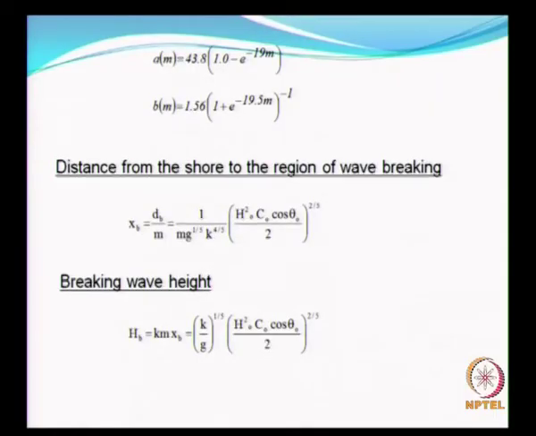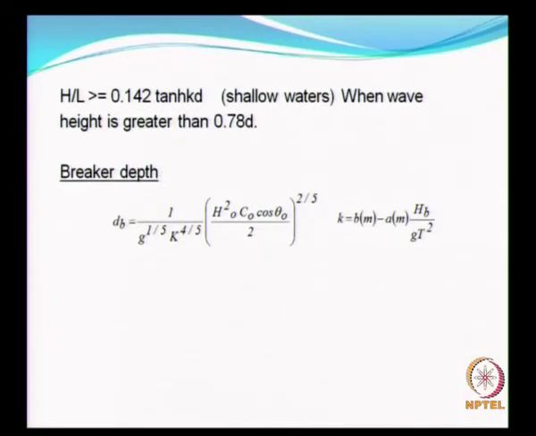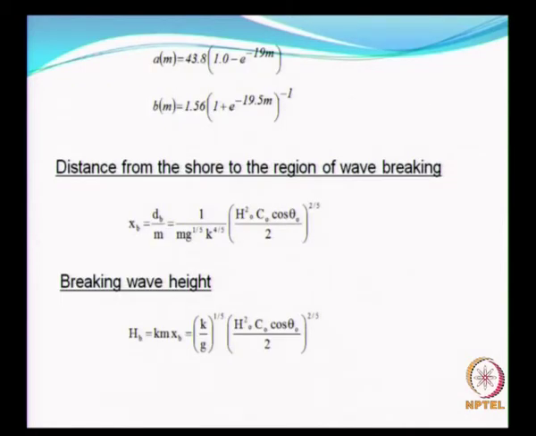So I will just run through the formulas again. So this is the breaker depth. That breaker depth is going to be a function of all those deep water wave characteristics, wherein you have k as a function of breaker wave height and the beach slope, and am and bm are functions of beach slope, and with this we can easily calculate your breaker wave height. Anyway, we will try to work out a problem, so things will be more clear.